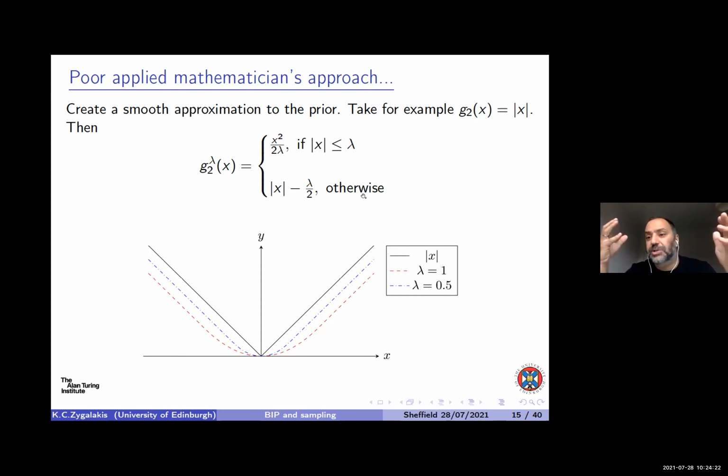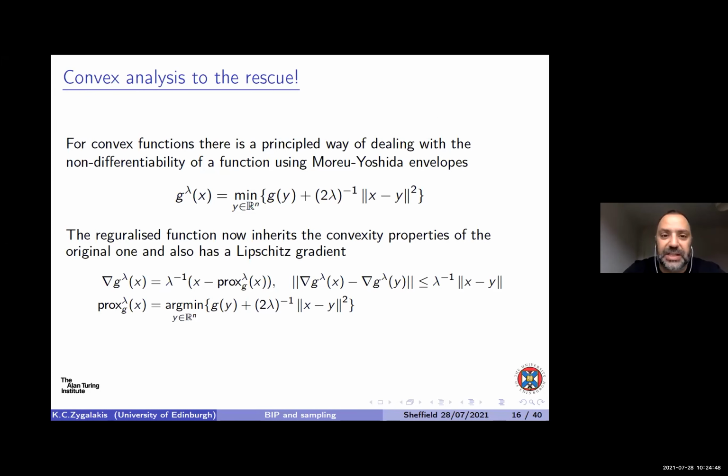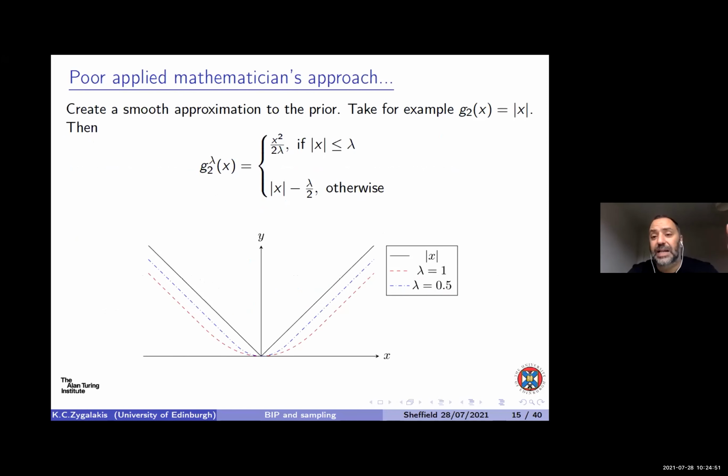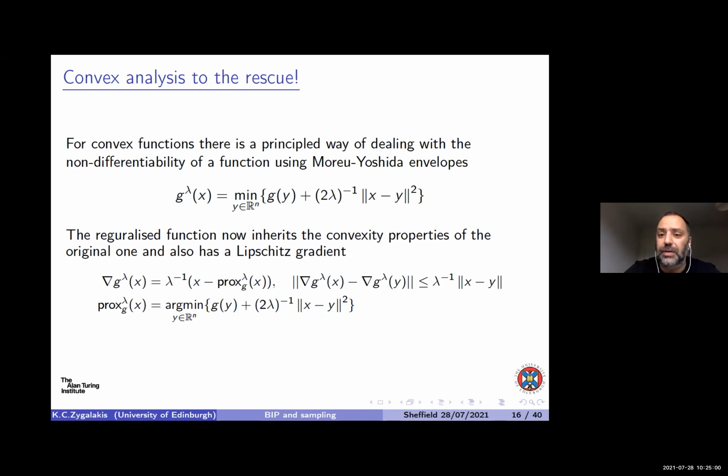So you have G2 of x, which is non-differentiable, but what you're trying to do is to replace it with a differentiable function. If you were to do the calculation here, you would see that G2 of lambda is differentiable. But this sounds like a very poor approach. I mean, this is the simplest thing that you could think of. Is that a sensible thing to do in practice? And could you do it in a systematic way? This is where convex analysis comes to the rescue. The procedure that I described, which looked a bit arbitrary, replacing the kink with a bit of a quadratic, has a name in the convex analysis literature.